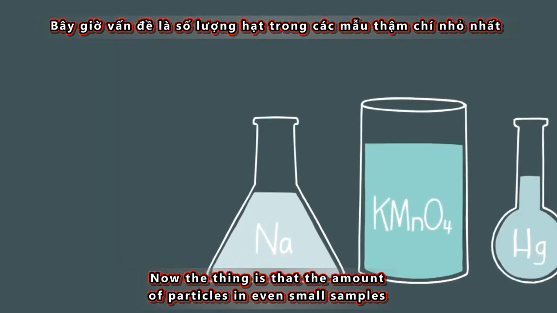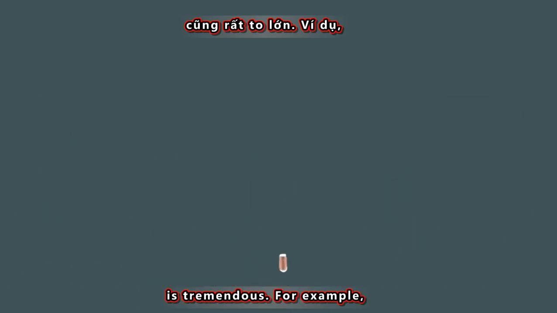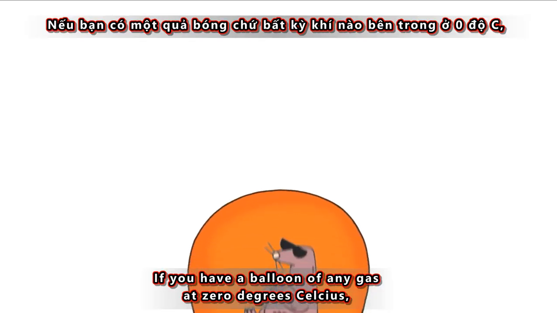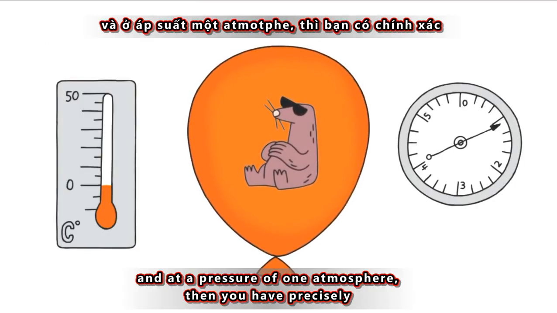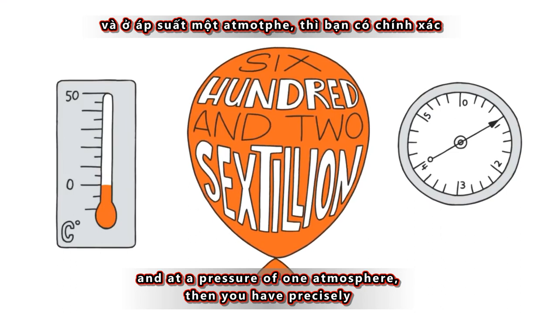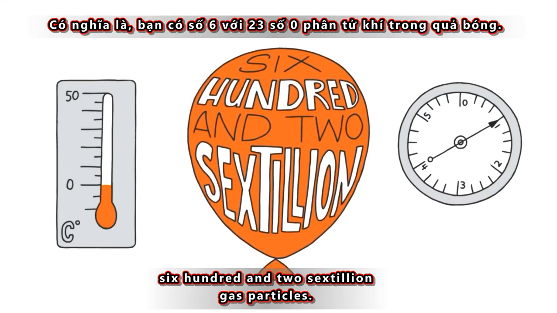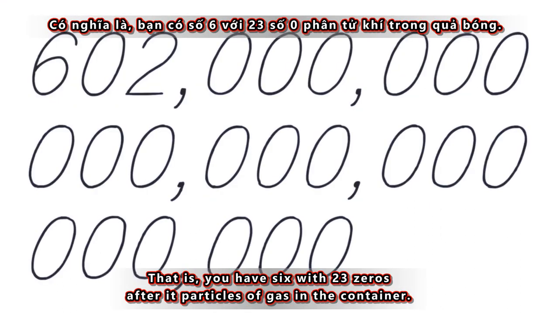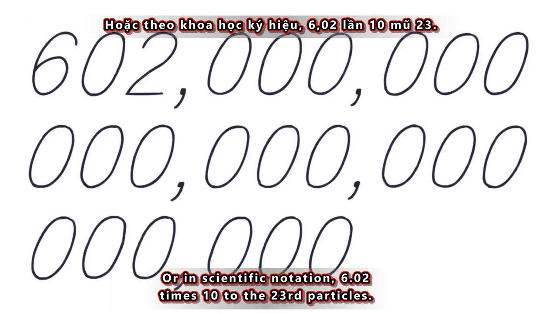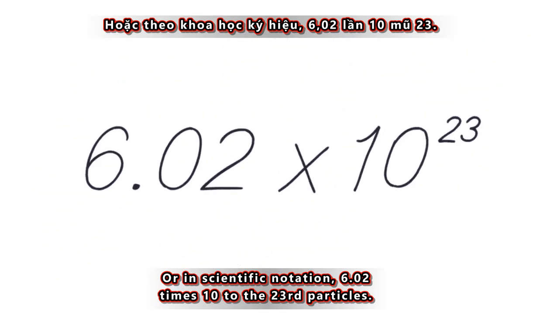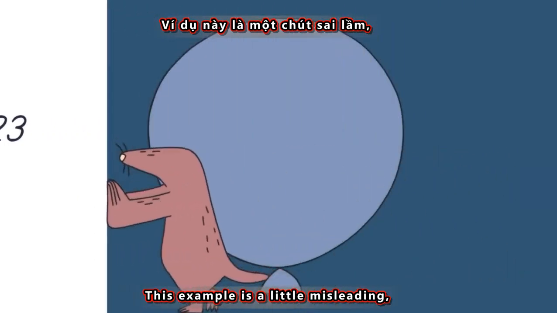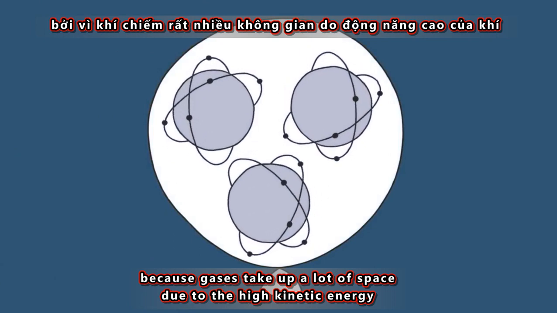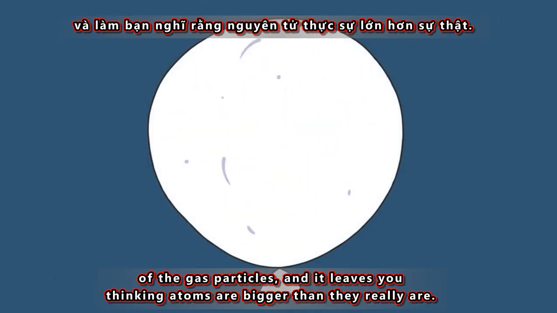Now the thing is that the amount of particles in even small samples is tremendous. For example, if you have a balloon of any gas at 0 degrees Celsius and at a pressure of 1 atmosphere, then you have precisely 602 sextillion gas particles. That is, you have 6 with 23 zeros after it particles of gas in a container. Or in scientific notation, 6.02 times 10 to the 23rd particles. This example is a little misleading because gases take up a lot of space due to the high kinetic energy of the gas particles, and it leaves you thinking atoms are bigger than they really are.